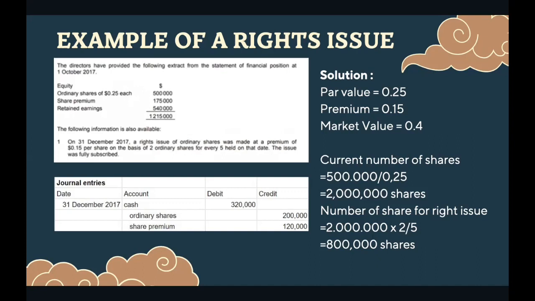The current number of shares is 500,000 divided by 0.25, which is 2 million shares. And number of shares for the rights issue is 2 million times 2 per 5 equals 800 shares. And this is the journal entries. The first account is cash, which is on the debit side, and ordinary shares and share premium are on the credit side of the journal entry.